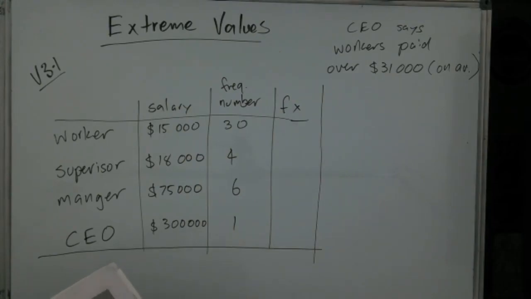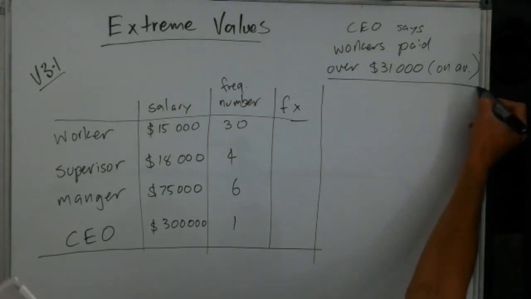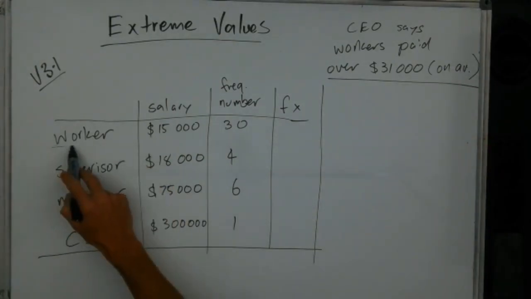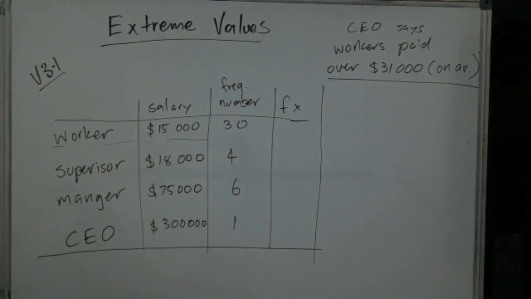But a worker in the factory claims that the CEO is being dishonest because he's one of the workers. In fact, employees are poorly paid. Find the mean, median and mode salary data. Who is right? How can you support the machine operator's claim? Okay, so first of all, let's find the mean, median and mode of this data.